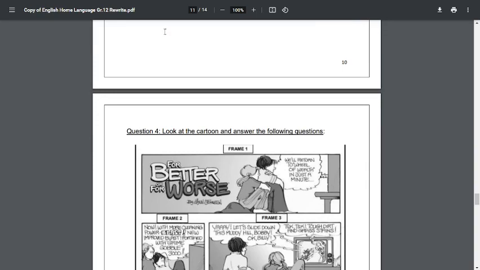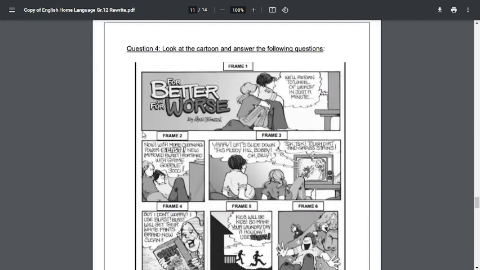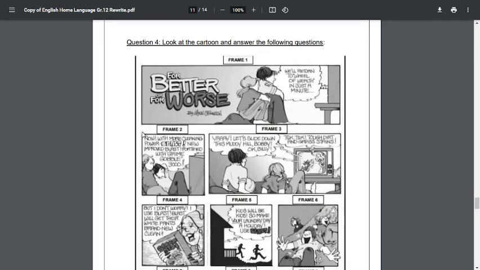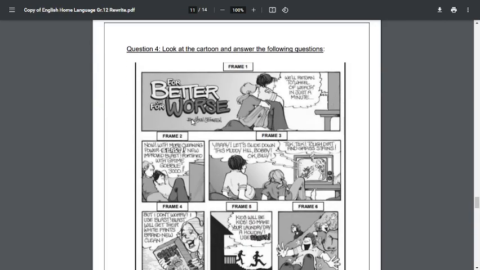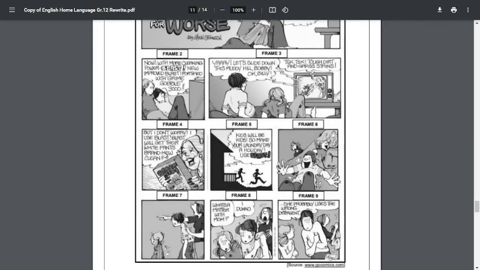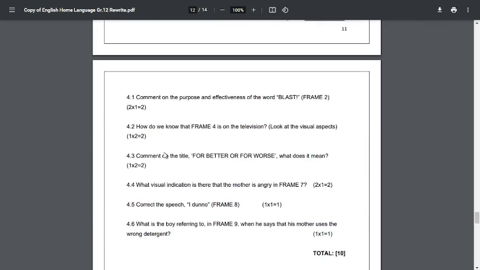Okay, now we have our visual media cartoons, for better or for worse, this one. So first you've got to read your cartoon, then comment on the purpose and effectiveness of the word blast, frame 2. If we look at the word blast, frame 2, you can see that it's written differently. It's written in these bubble letters, and it's written a bit bigger than the rest of the text. So what is the purpose of it, and what is the effectiveness of that? So the purpose is to draw in the reader, or to differentiate blast from the rest of the text. And is it effective at doing so?